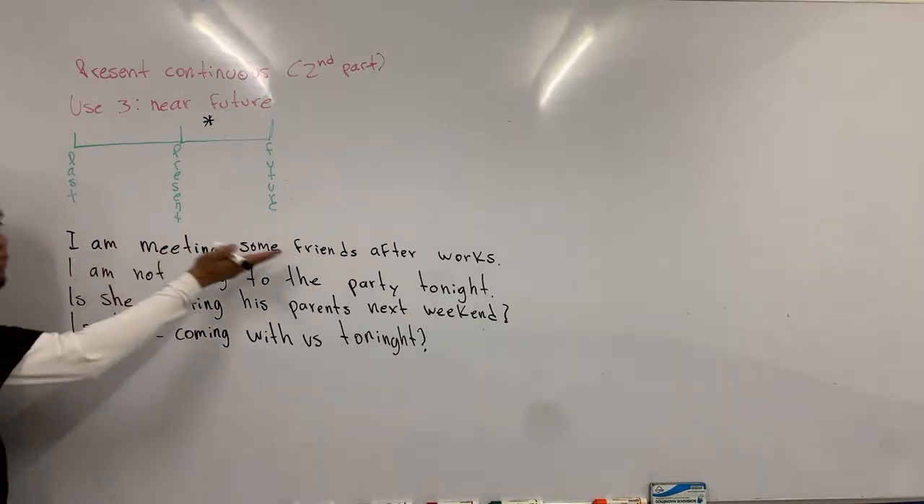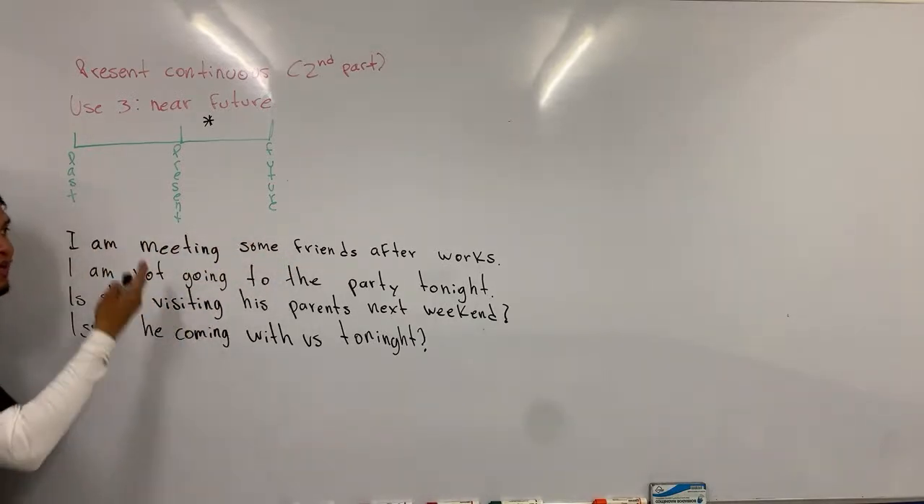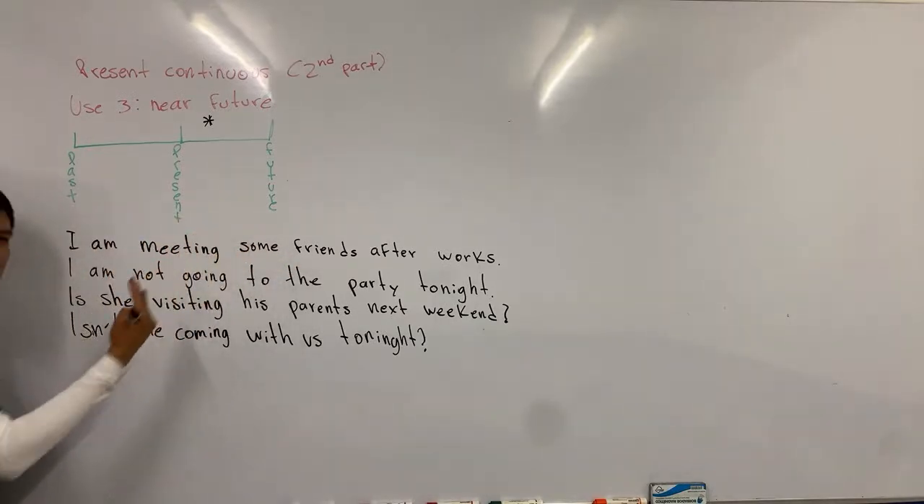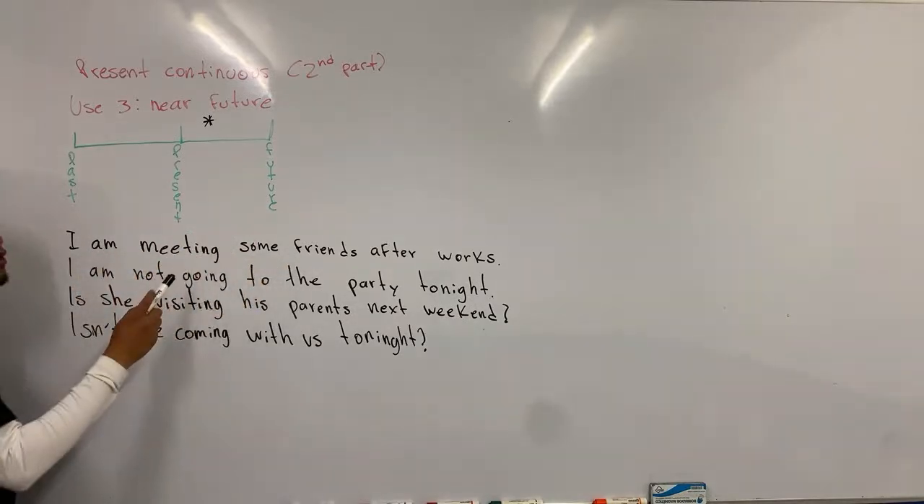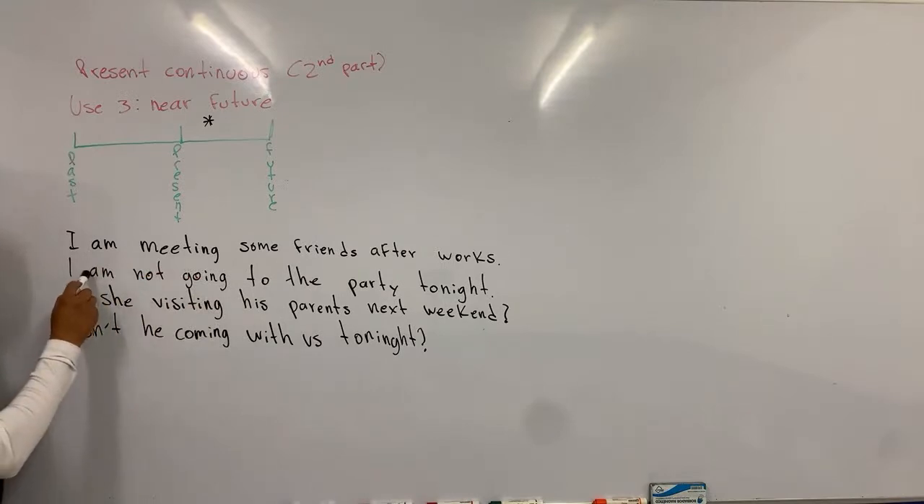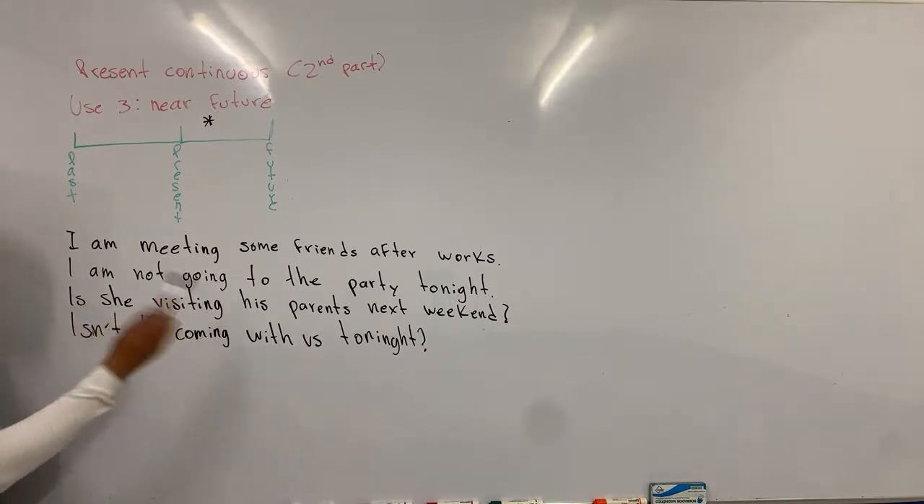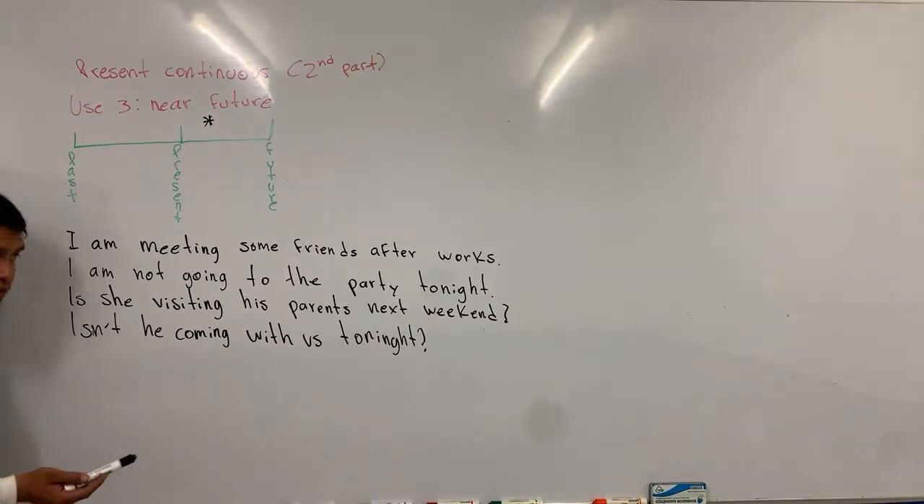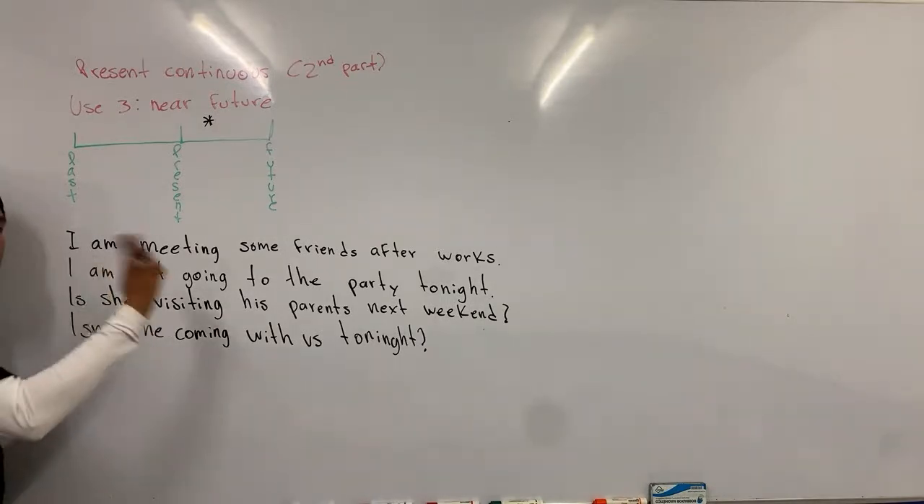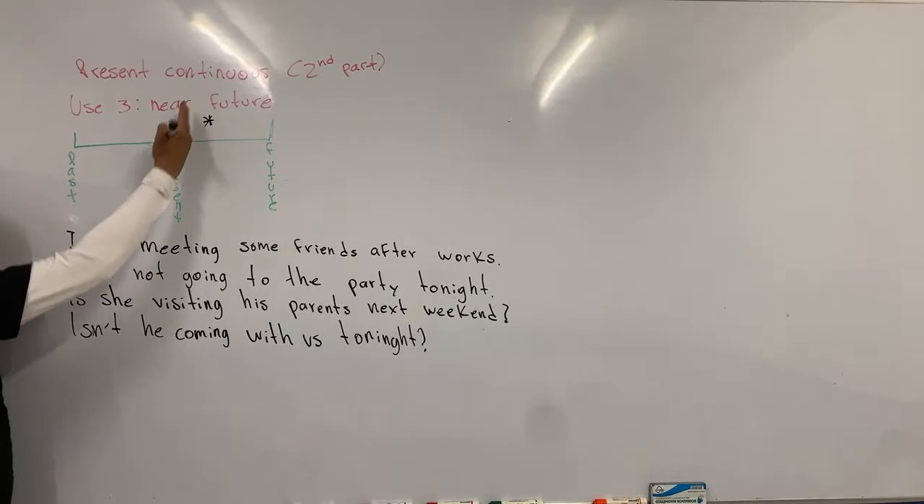Cosas que pueden pasar o no en un futuro muy, muy cercano. Por ejemplo, me voy a reunir con mis amigos después del trabajo, ¿no? No voy a ir a la fiesta hoy. Y pregunta aquí, ¿ella visitará a sus padres el próximo fin de semana o él no va a venir con nosotros esta noche? Cosas que van a pasar en un futuro muy, muy cercano al presente.